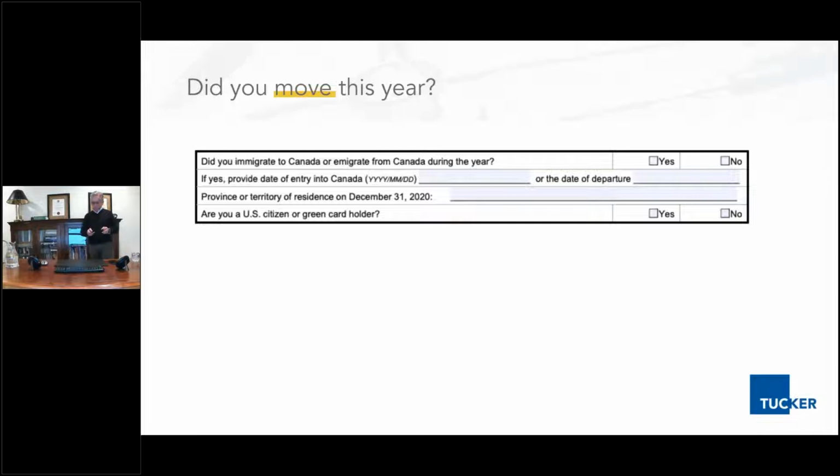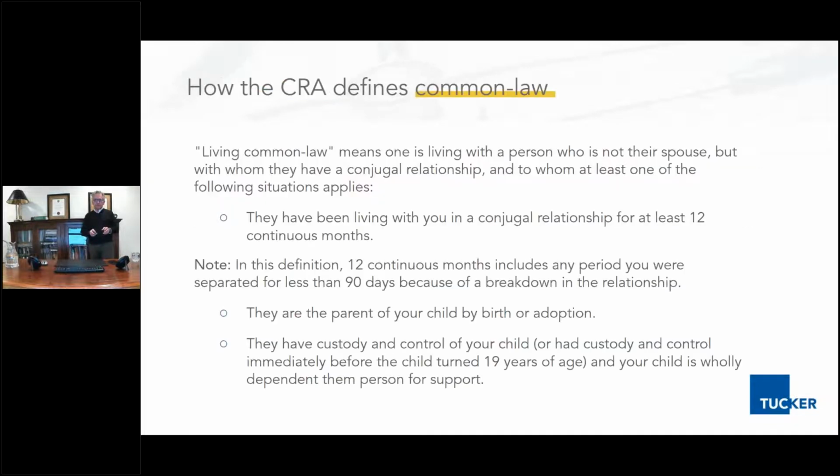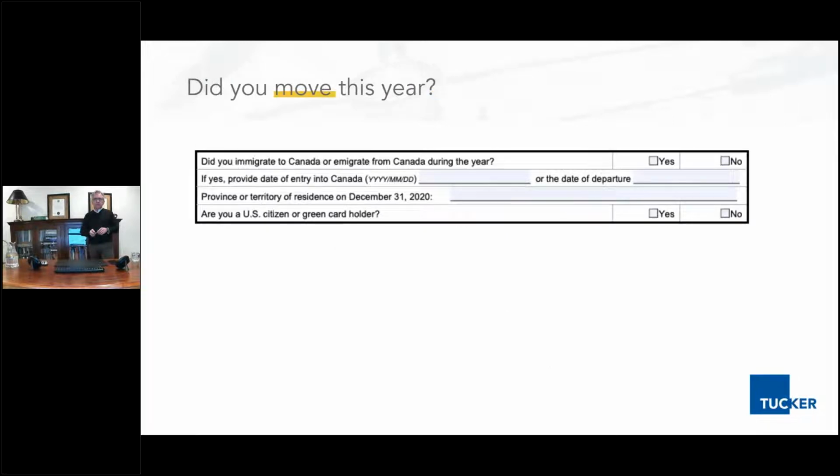People oftentimes ask as well, is there any advantage to common law or not? There can be some tax credits that are affected, but typically the impact is on very low income couples. So typically once income gets above $20,000, then there's little, if any, impact of the difference between reporting single versus reporting common law. Did you move this year?